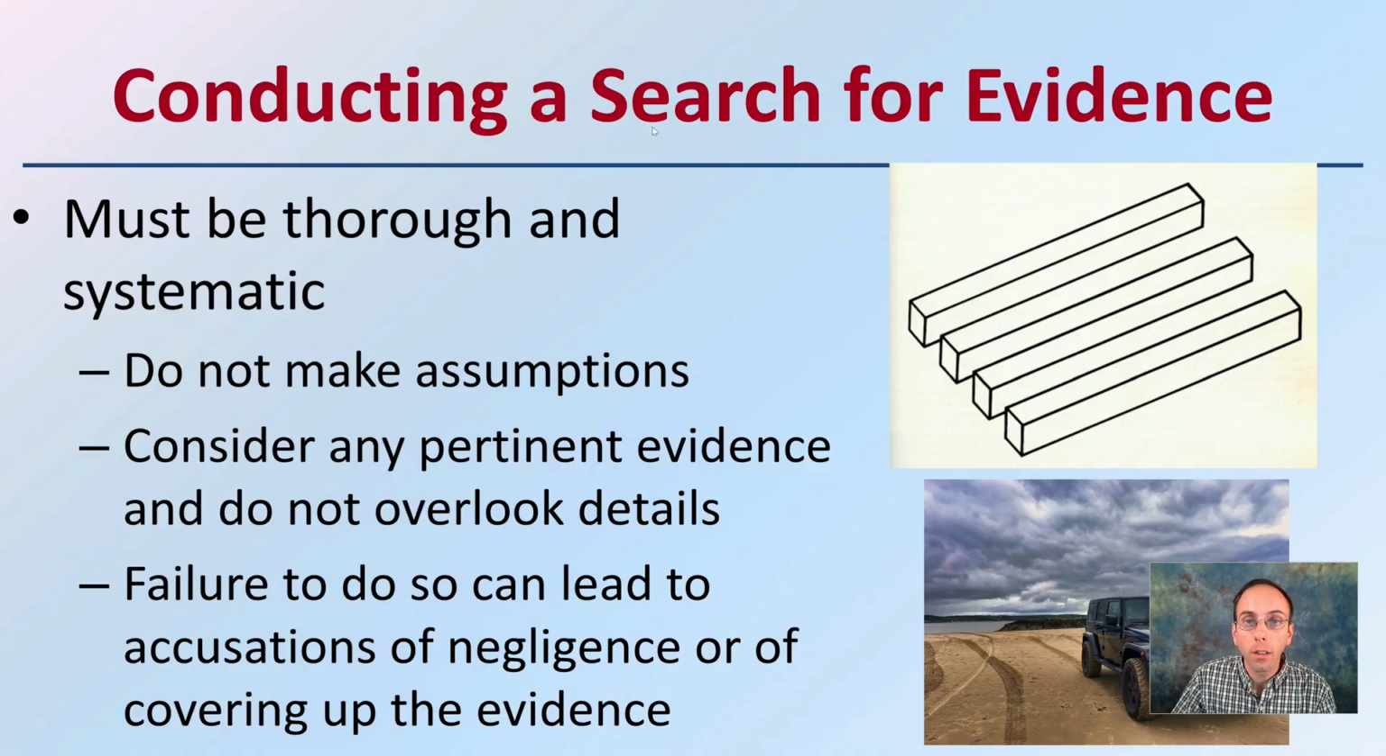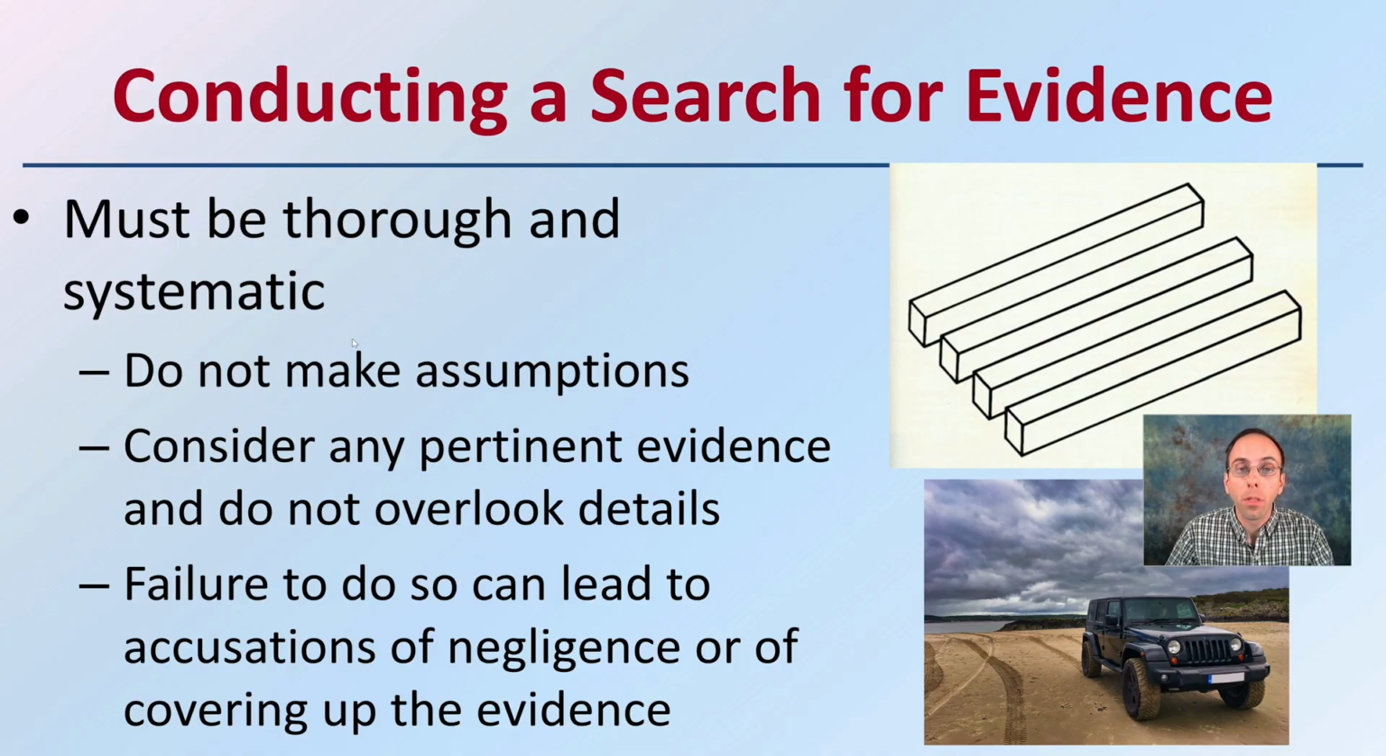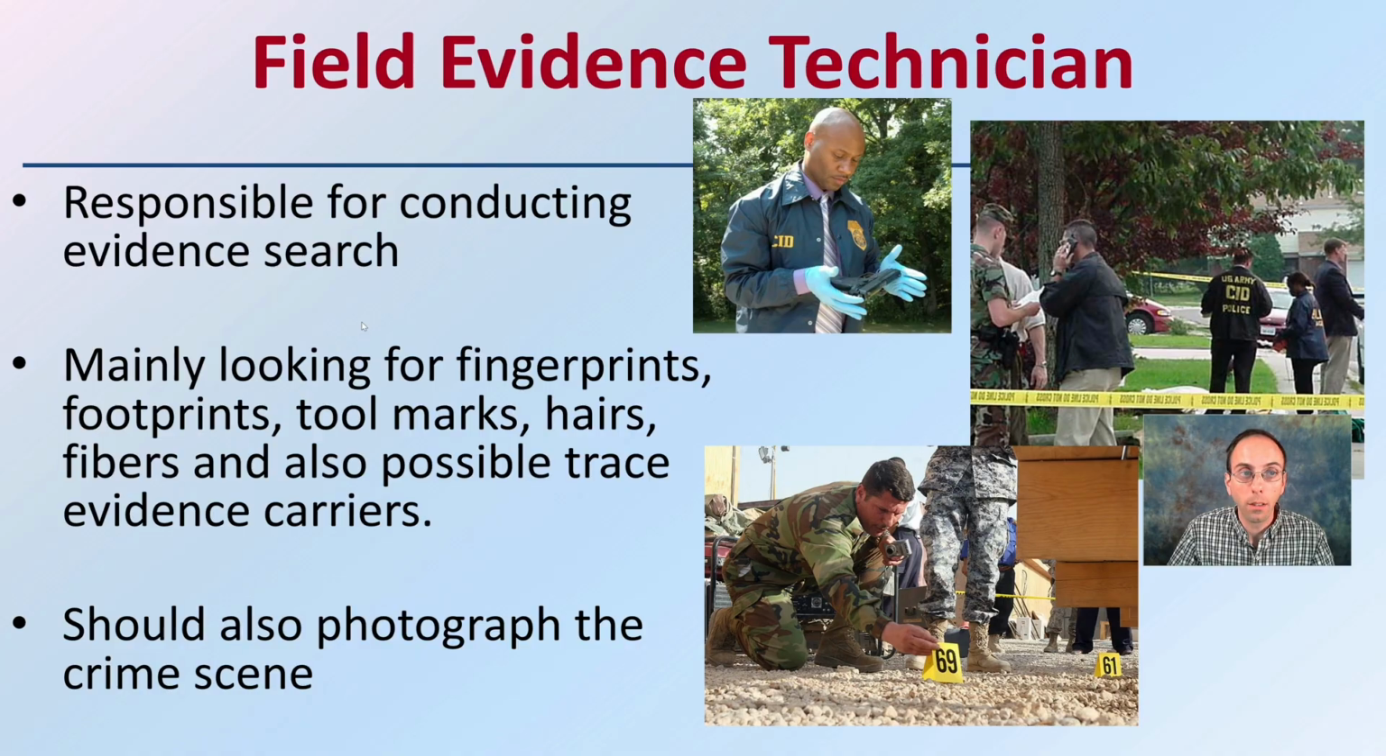So first off, when conducting a search, the whole point of conducting the search is for evidence. This must be thorough and systematic. You do not want to make assumptions. You want to consider any pertinent evidence and do not overlook little details, because failure to do so can lead to accusations of negligence or covering up evidence. So if we look up here, we don't want to assume there's just 3, because if we look on the other side over here, it looks like there's 4. We want to be impartial, but also thorough, systematic, and detail-oriented.